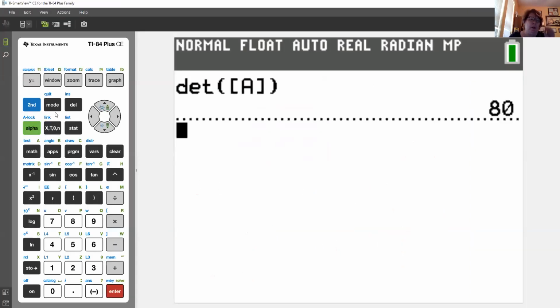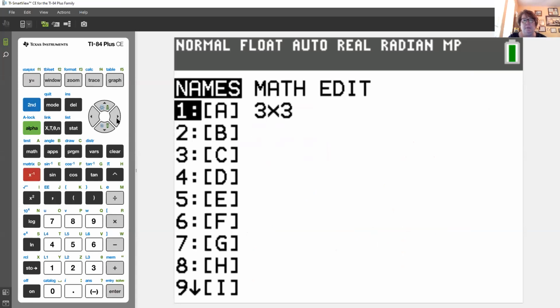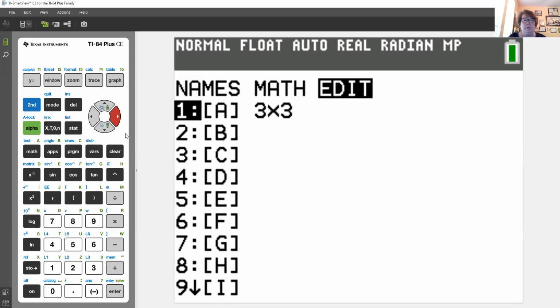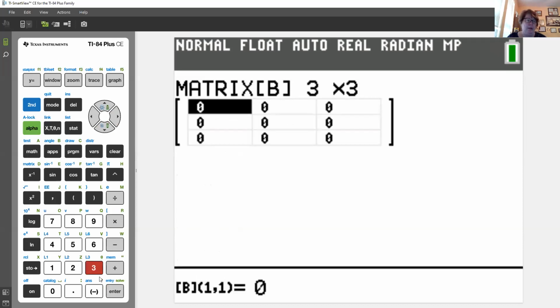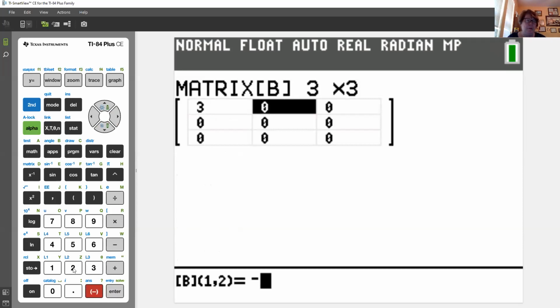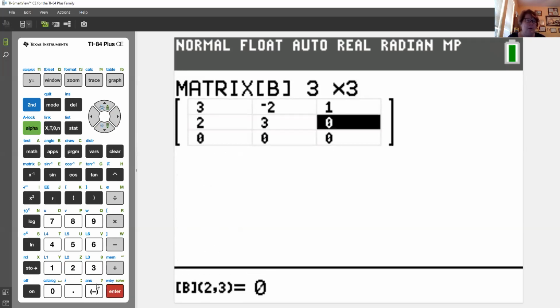All right, so I'm going to go to my matrix menu, and I'm going to edit, and I'm going to put that matrix or that determinant D, I'm going to put that matrix in B. Okay, it's a 3 by 3. And I had 3, -2, 1, 2, 3, -1, 1, 4, 3.